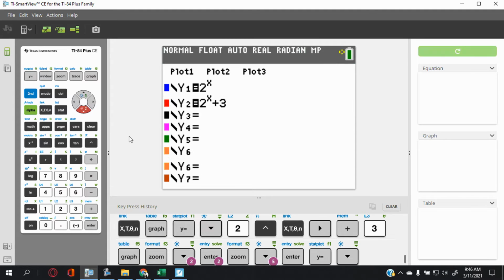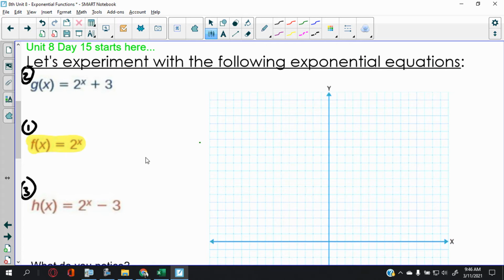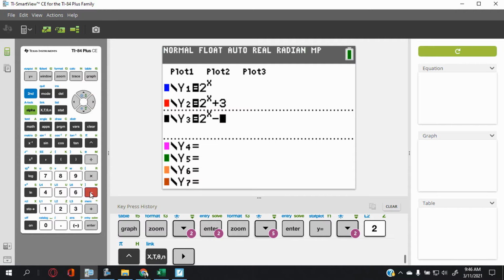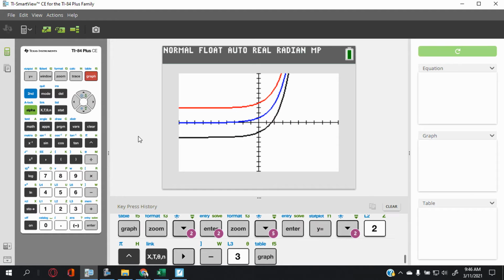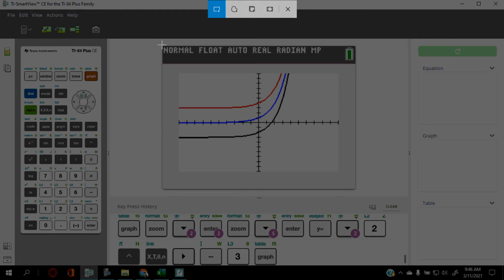Now I don't want to use, actually, yeah, we could use it. So let's do 2 to the x power, and then what we're going to do is subtract 3 instead. Not negative, subtract. Let's see. Let's graph that. Have you noticed something? Now I'm going to take a picture of this to help you see this more clearly.